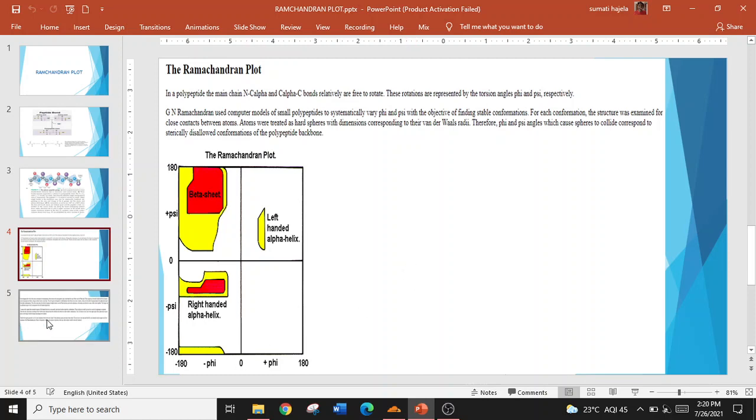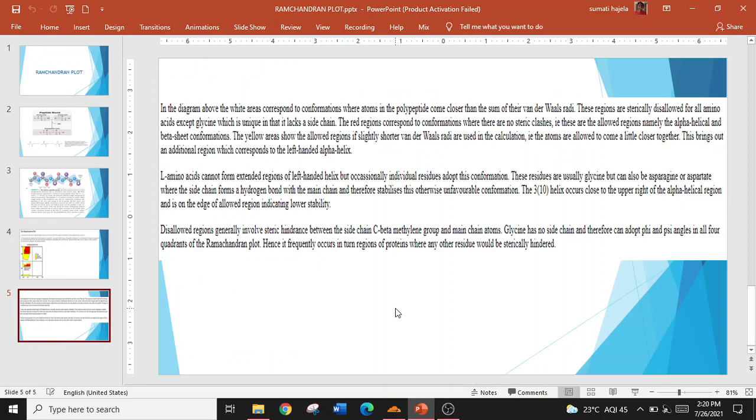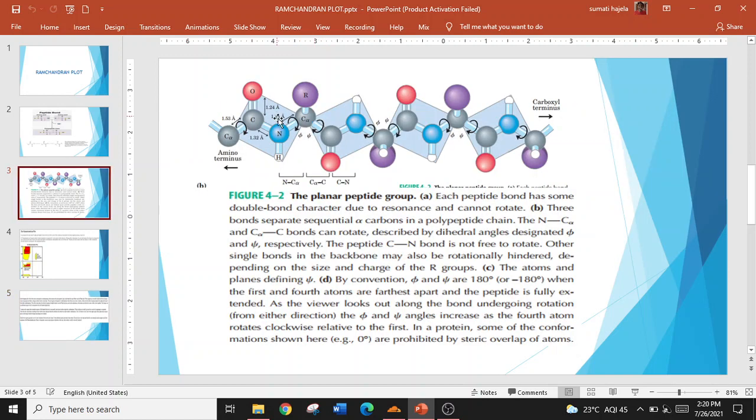So this was all for today, and this is all about Ramachandran plot. I hope I am very clear about every aspect of this polypeptide chain and these phi and psi angles.